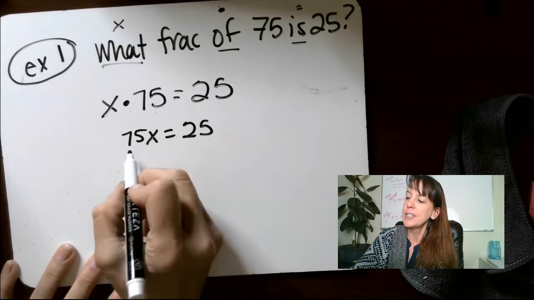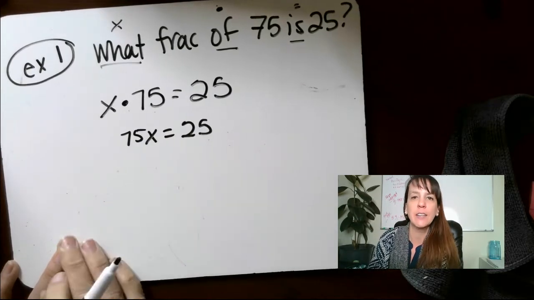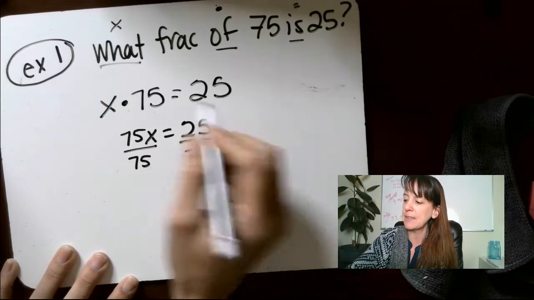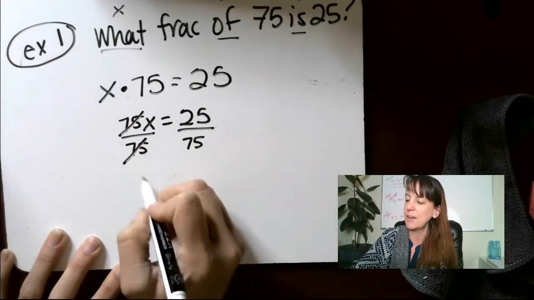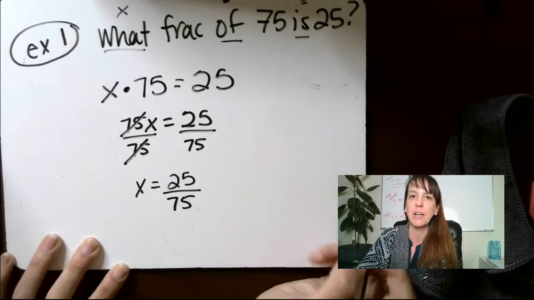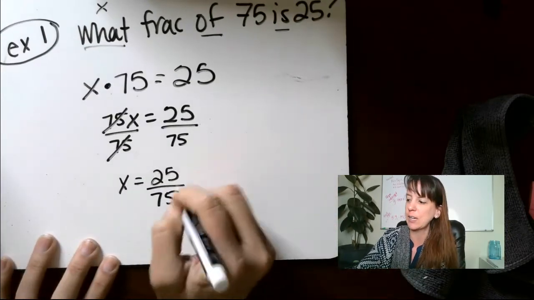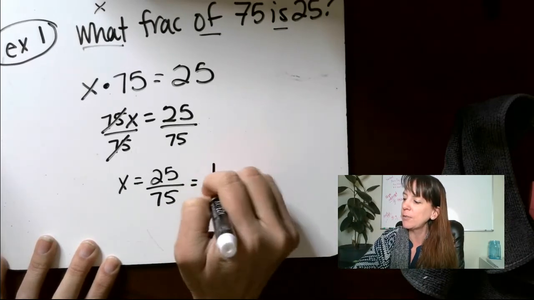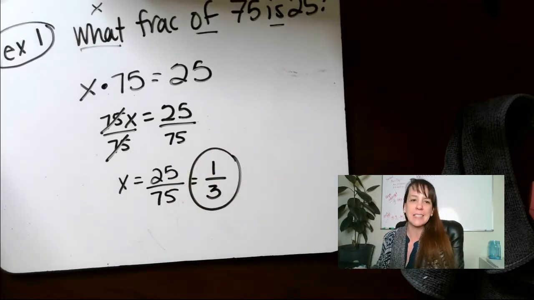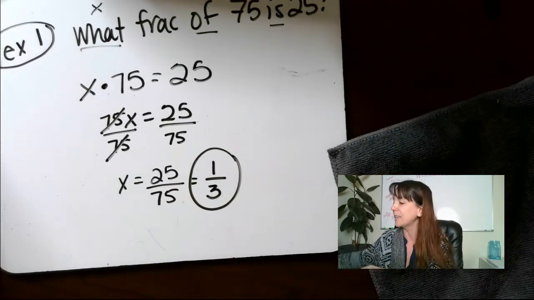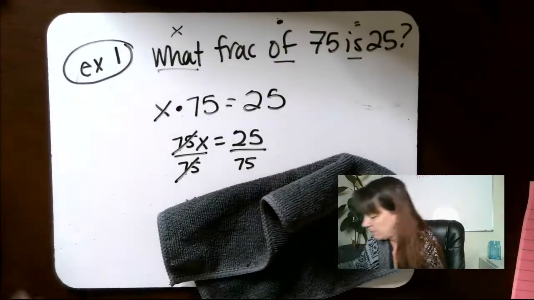Okay, so all we have to do is get that x by itself and we have our answer. To get our x by itself, we're multiplying here, and the opposite of multiply is to divide. If we divide both sides by 75, these cancel out, these cancel out. x equals 25 over 75, but my friends, you must always reduce. These are like quarters. We can divide both the top and bottom by 25. We get 1 over 3. So x equals 1/3. So what fraction of 75 is 25? That would be 1/3.